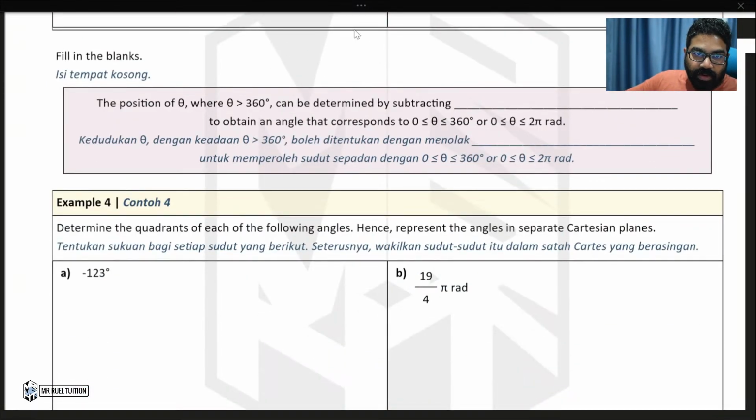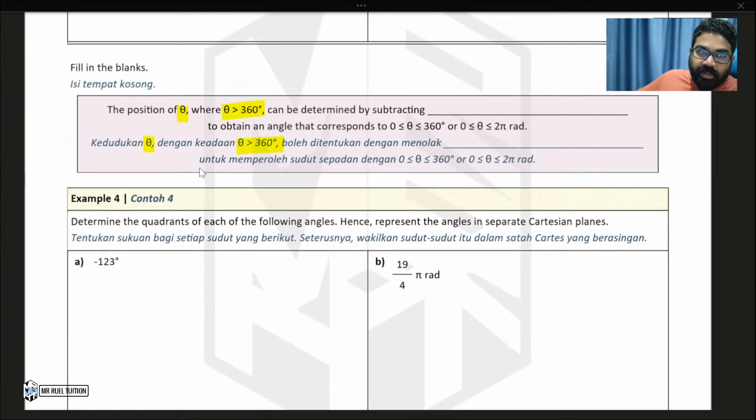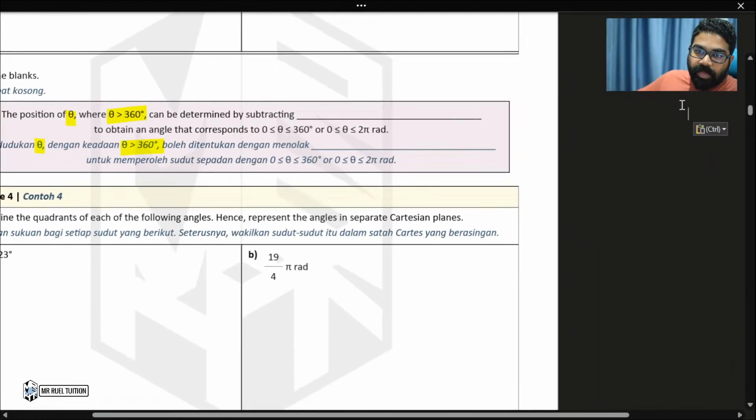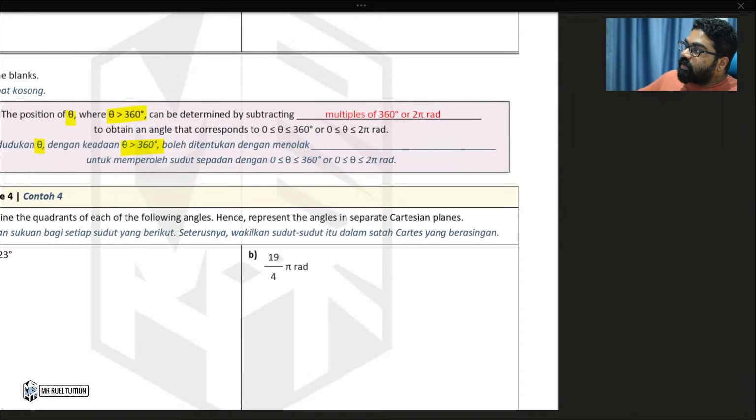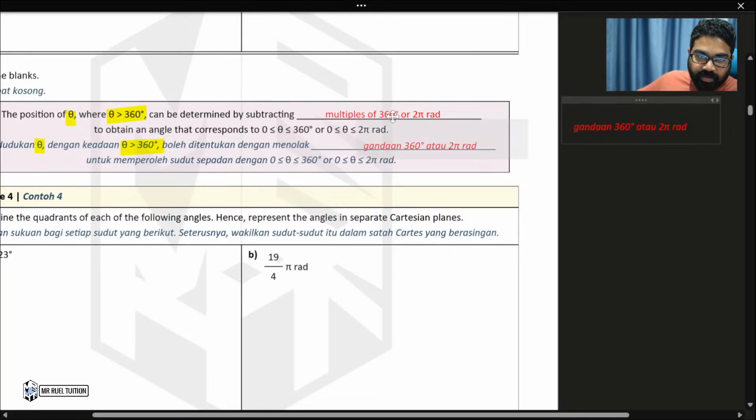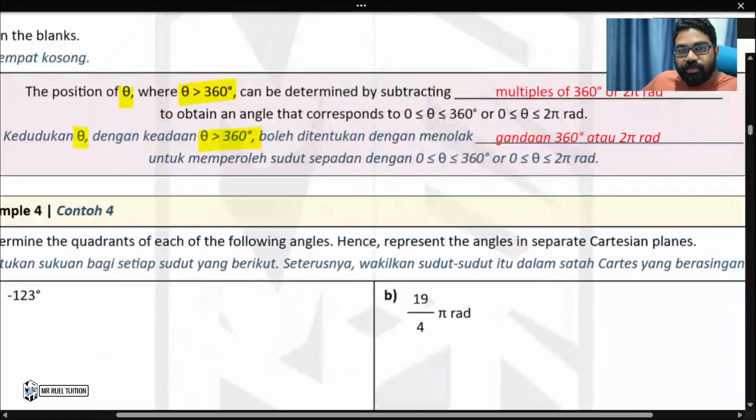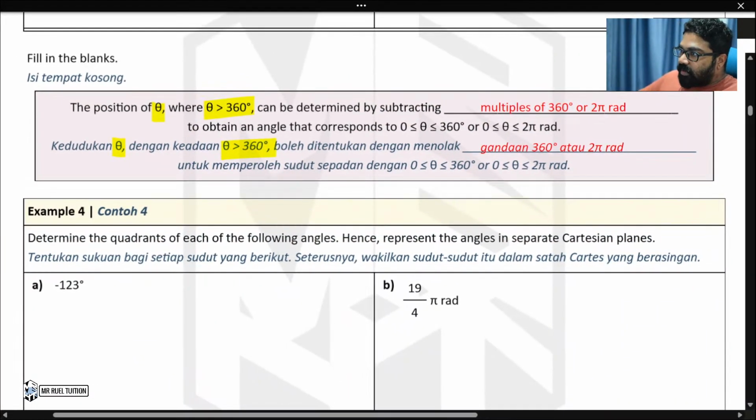The position of theta, kedudukan theta when the theta is more than 360, apabila theta lebih daripada 360 darjah, can be determined, dia boleh ditentukan dengan menolak, by subtracting multiples of 360 degrees or 2 pi radian. Gandaan 360 darjah ataupun 2 pi radian. I know it doesn't make sense. Don't worry, salin dulu. After I show you an example, lepas cikgu tunjuk contoh, it will make sense. Okay, you copy first.